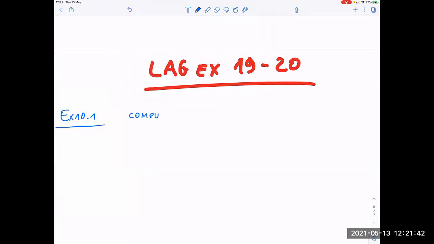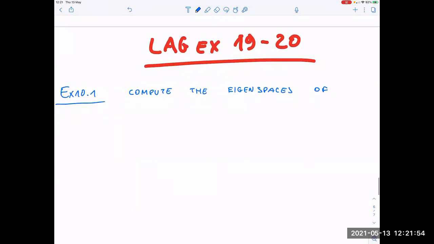And let's say we want to compute the eigenspaces of, and let's see a couple of matrices. So something like this, maybe these cross-looking matrices, so X-shaped matrix. Let's start computing the eigenspaces of this one, okay?